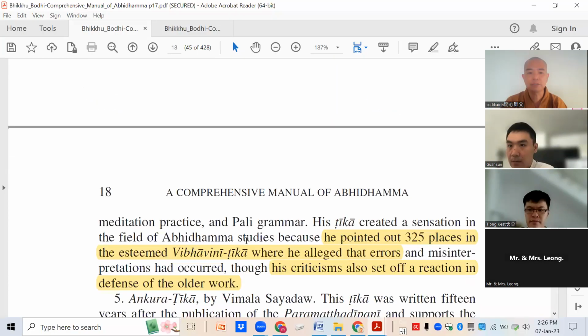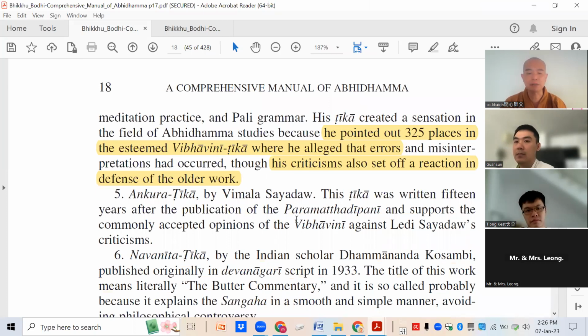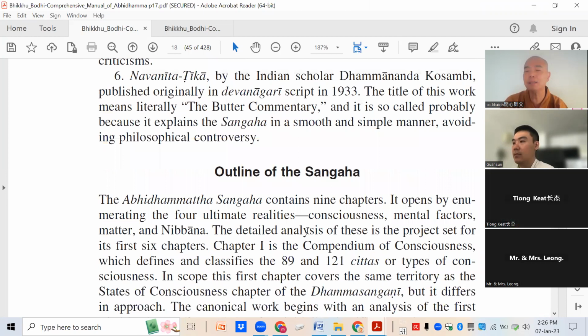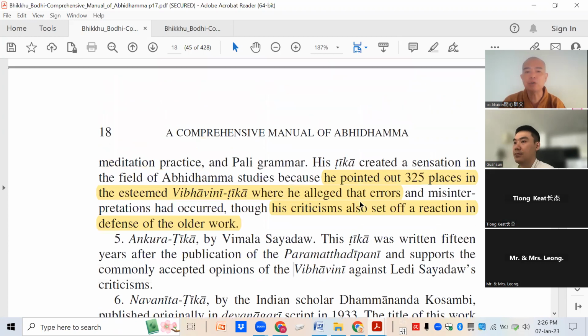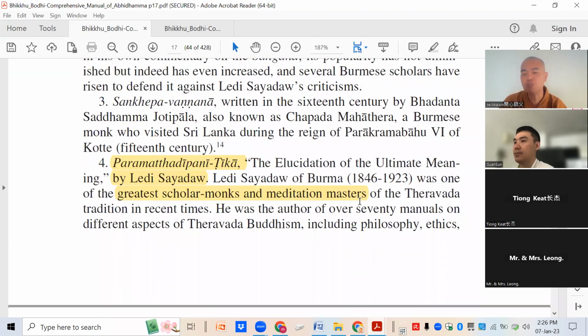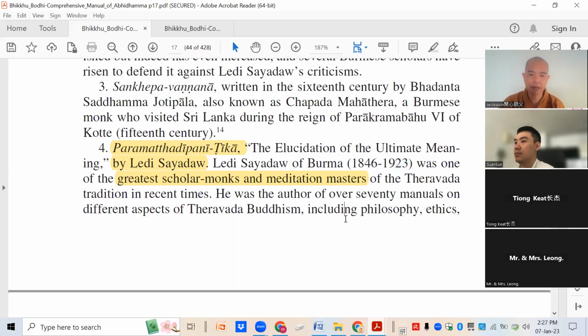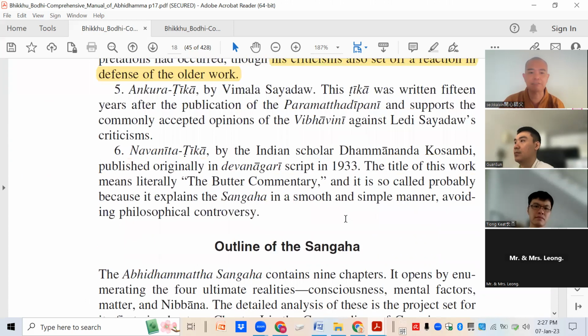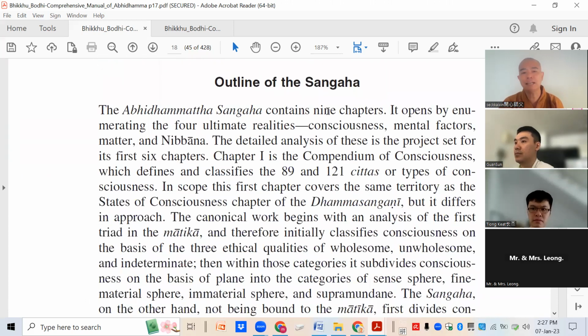Okay, next, let's take a look. So we finish here. He pointed out the mistake. Now we go to the outline of the Sangaha. What are we going to study now? We call it the Sangaha. What's the outline? From here, actually, we can roughly know the year and the history of our guide. So you see, this is about 1923, which is when he passed away, meaning to say at least 100 years ago for our Compendium of Abhidhamma Sangaha. We have the year of Ledi Sayadaw of Burma, the date of his death. Okay, now we go to the outline of the Sangaha.